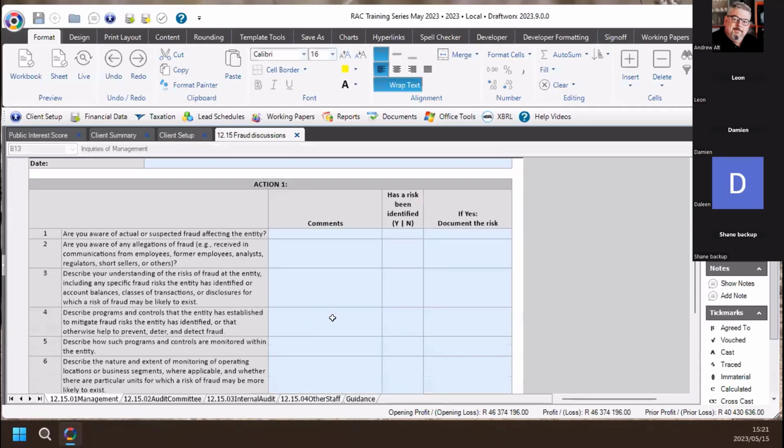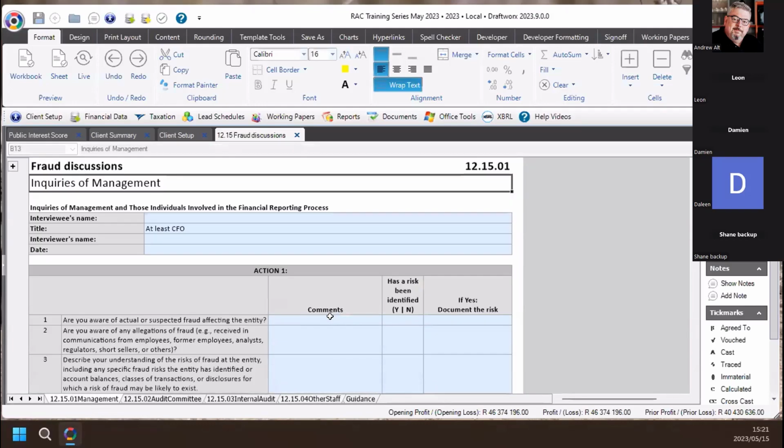Okay, not a very complex document in terms of structure, but a very important document in terms of content, certainly the fraud discussion document.